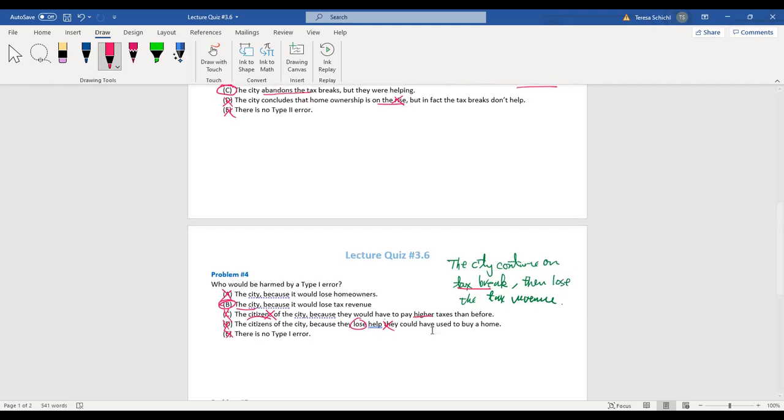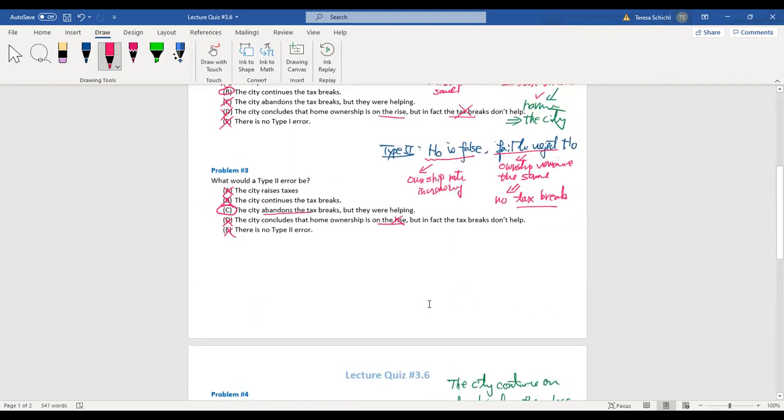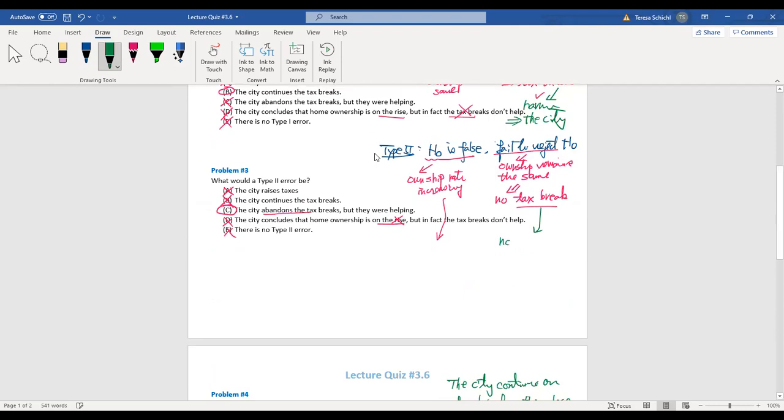Okay, now let's take a look at number 5 here. What is the harm of a type 2 error? So let's go back to here and take a look at the type 2 error. Okay, so in fact, the ownership of the house is increasing, and then they say no more tax break. So no more tax break.